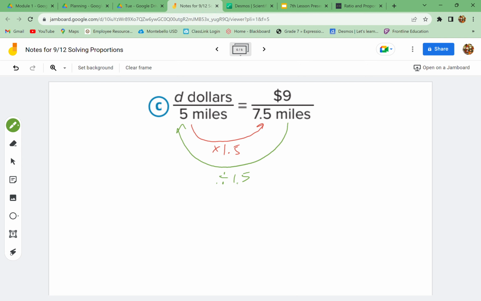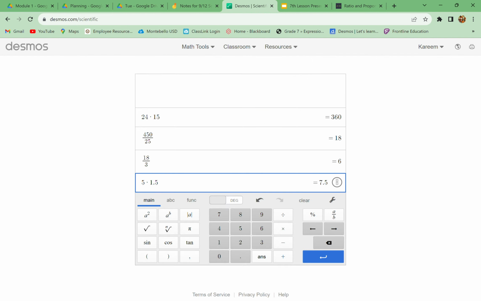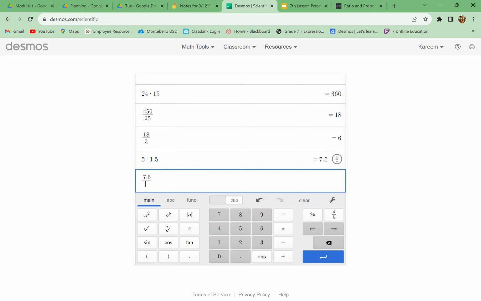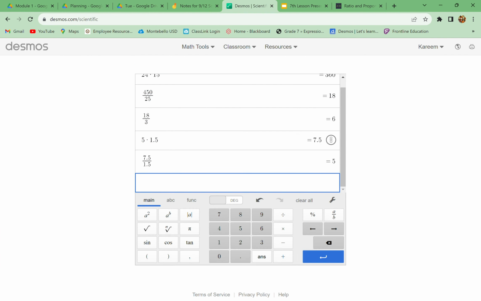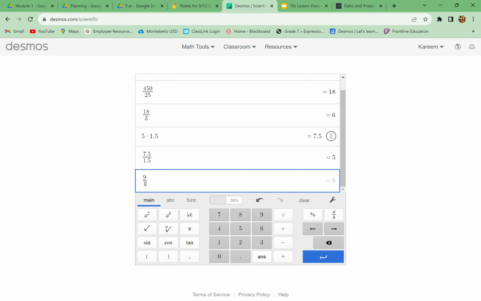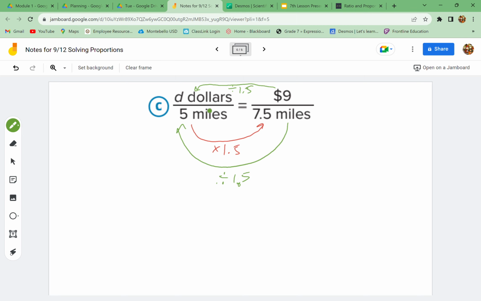And I'll show you that it works. So if I take 7.5 and divide it by 1.5, I get 5. So to go from 9 to the variable here, I also have to divide by 1.5, and I should get 6 if I did my math right. So let's go check. 9 divided by 1.5, and I get 6. So you see I verified it, which is kind of nice. So that means that D is $6, right? Notice that I did it differently just to verify my answer.